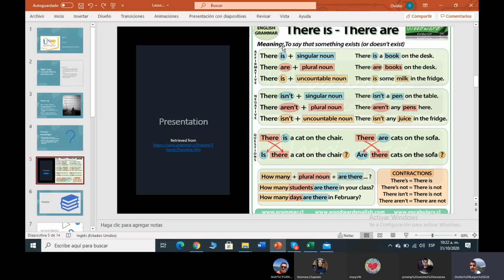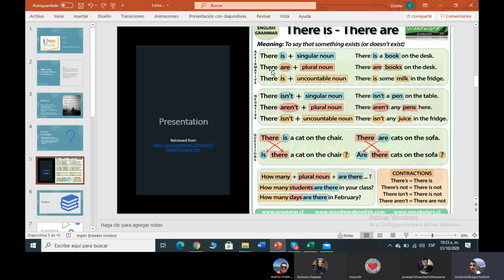First of all, this is the meaning. You can use there is or there are, depending on the context, to say that something exists or doesn't exist, okay? The grammar structure is the following. This is the grammatical structure, okay? In the affirmative way, you are going to use the word there plus the word is, this is the verb, remember, plus singular noun. Example, there is a book on the desk, okay? There is a book on the desk.